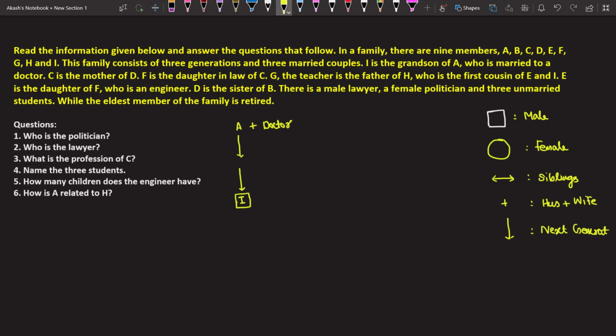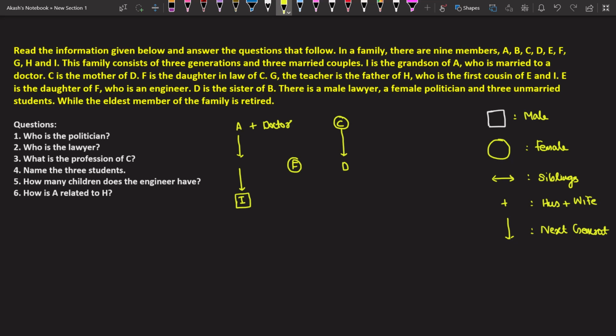Another statement: C is the mother of D. So C is the mother, so C will be a lady. Then F is the daughter-in-law of C. That means C's son's wife is F. We don't know whose wife F is, so we are just writing it as F is the daughter-in-law of C. Since F is the daughter-in-law, F will be represented by using a circle.